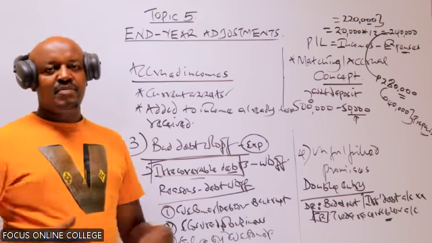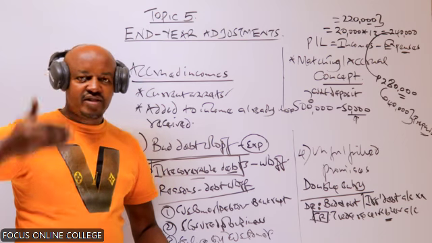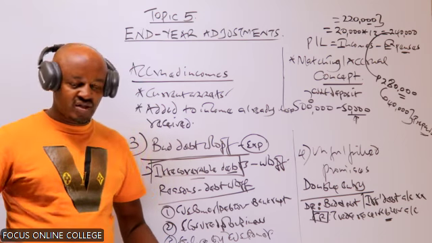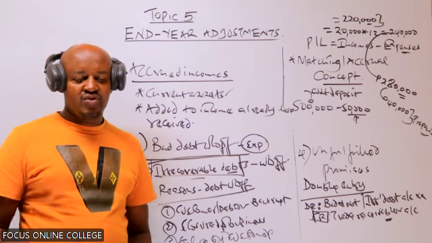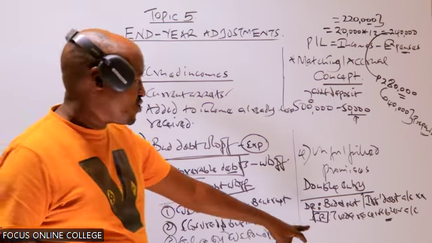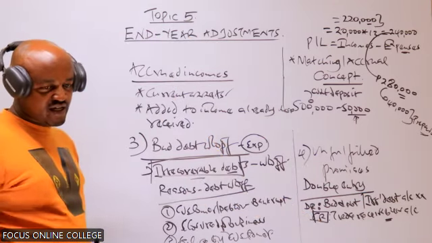You expected maybe 250,000 from your customers, and you have written off an amount equal to 50,000. So the amount of money you're expecting from your customers has reduced by 50,000. So you have to credit that account.